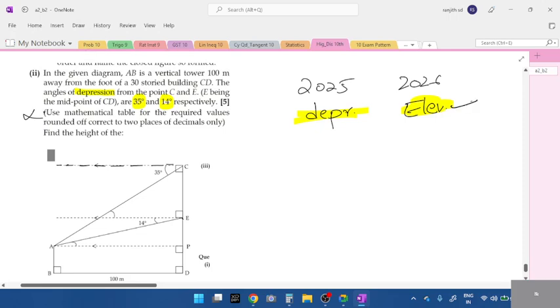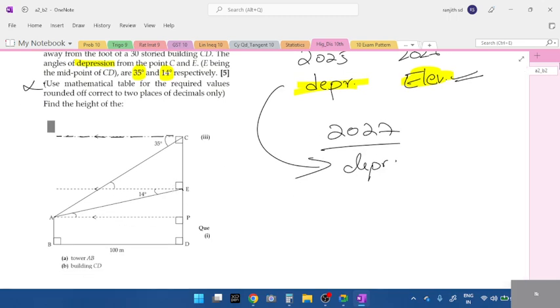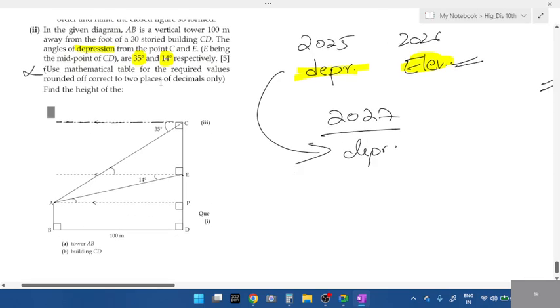That is 2026 done. This year they gave elevation. Every year they change. 2027 it will be angle of depression. So there are high chances of angle of depression, students. Every year they change. 2025 depression, 2026 elevation, 2027 depression. For your board exam, mostly you might get a depression question. So practice a lot of angle of depression questions.